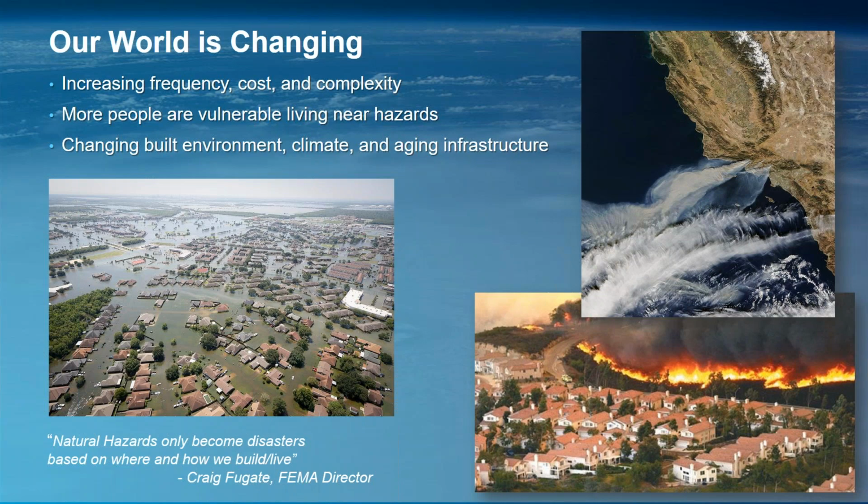And I love this quote at the bottom from Craig Fugate, the former FEMA director. He really said, natural hazards only become disasters based on where and how we build and live. And having awareness of where hazards exist, having awareness of where our resources are placed in the community, especially with these, again, more frequent, more complex, and larger scale incidents underway, situation awareness is key for us to achieve.